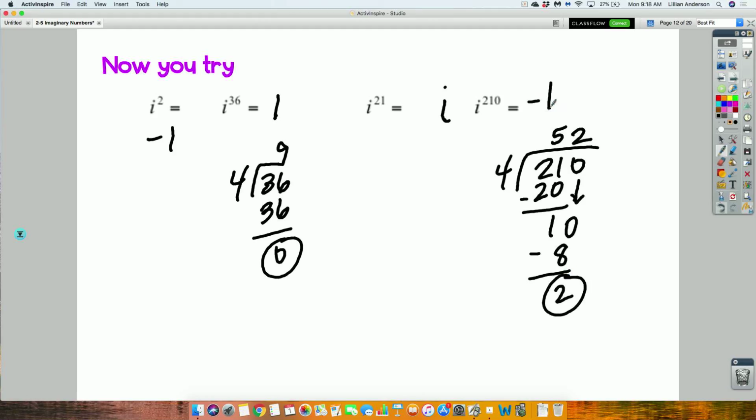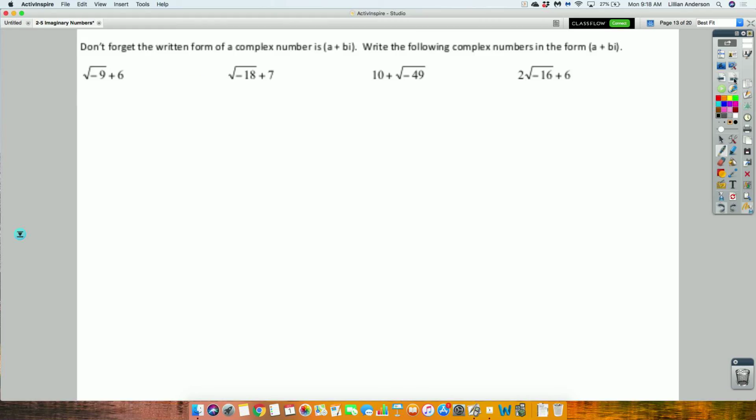-1. How are we with the powers of I? Pretty good. Okay, so just remember that pattern and I will be right. Okay? So, let's look at the operations now when it involves imaginary numbers.